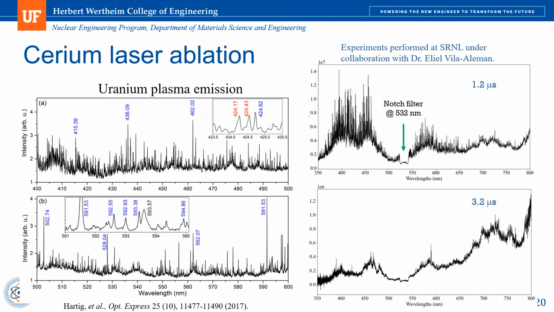So just comparing cerium laser ablation plasmas to that of the uranium plasma shown earlier, in experiments performed at Savannah River National Lab with our collaborator, Dr. Eliel Bilal-Aman, we can see the similarity in just the complexity of the spectrum, the number of emission lines, as well as the kind of drastic temporal behavior that is seen here between 1 microsecond and just 3 microseconds following ablation.